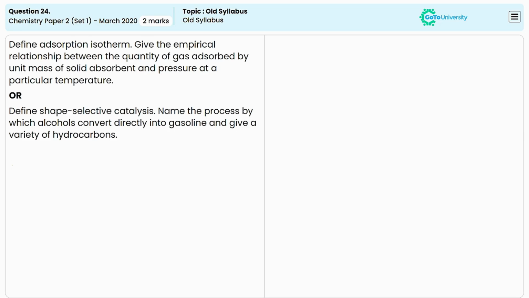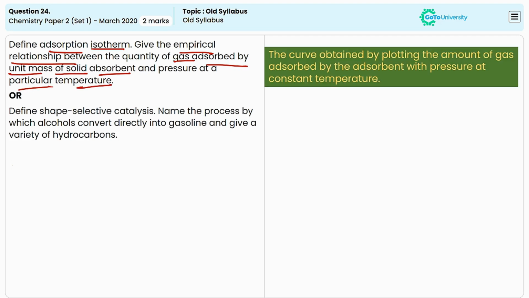Here the question is to define adsorption isotherm, and we need to give the empirical relationship between the quantity of gas adsorbed by the unit mass of a solid adsorbent at a particular temperature. An isotherm is a curve that represents the relationship between the quantity of a substance adsorbed by a solid adsorbent and its concentration in the gas or liquid phase at constant temperature.